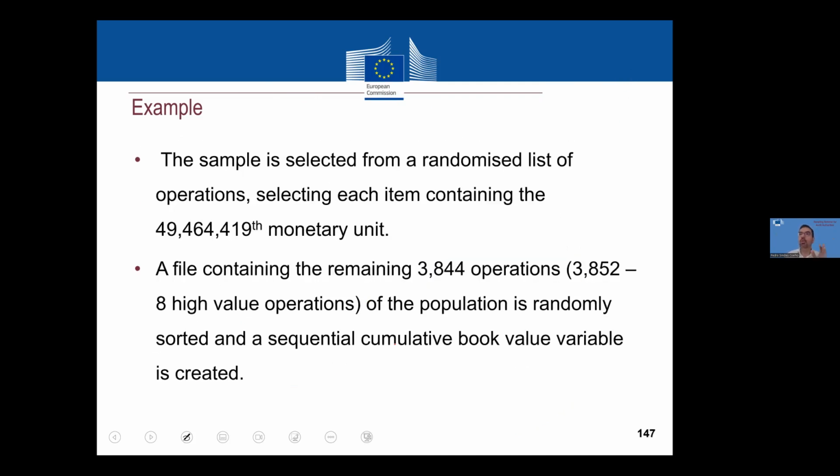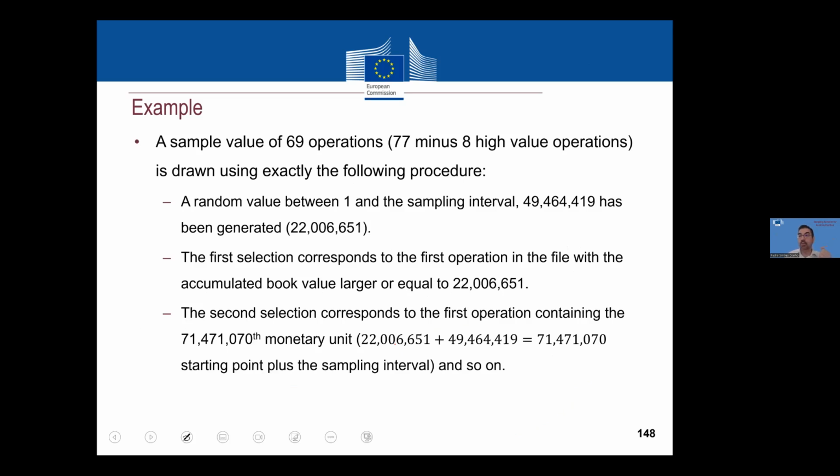Now, how do I select the sample? For the 8, it's easy. We have to audit them all, to audit the 8. For the remaining population, how do I select a sample of 69 operations? Well, I use a systematic procedure.